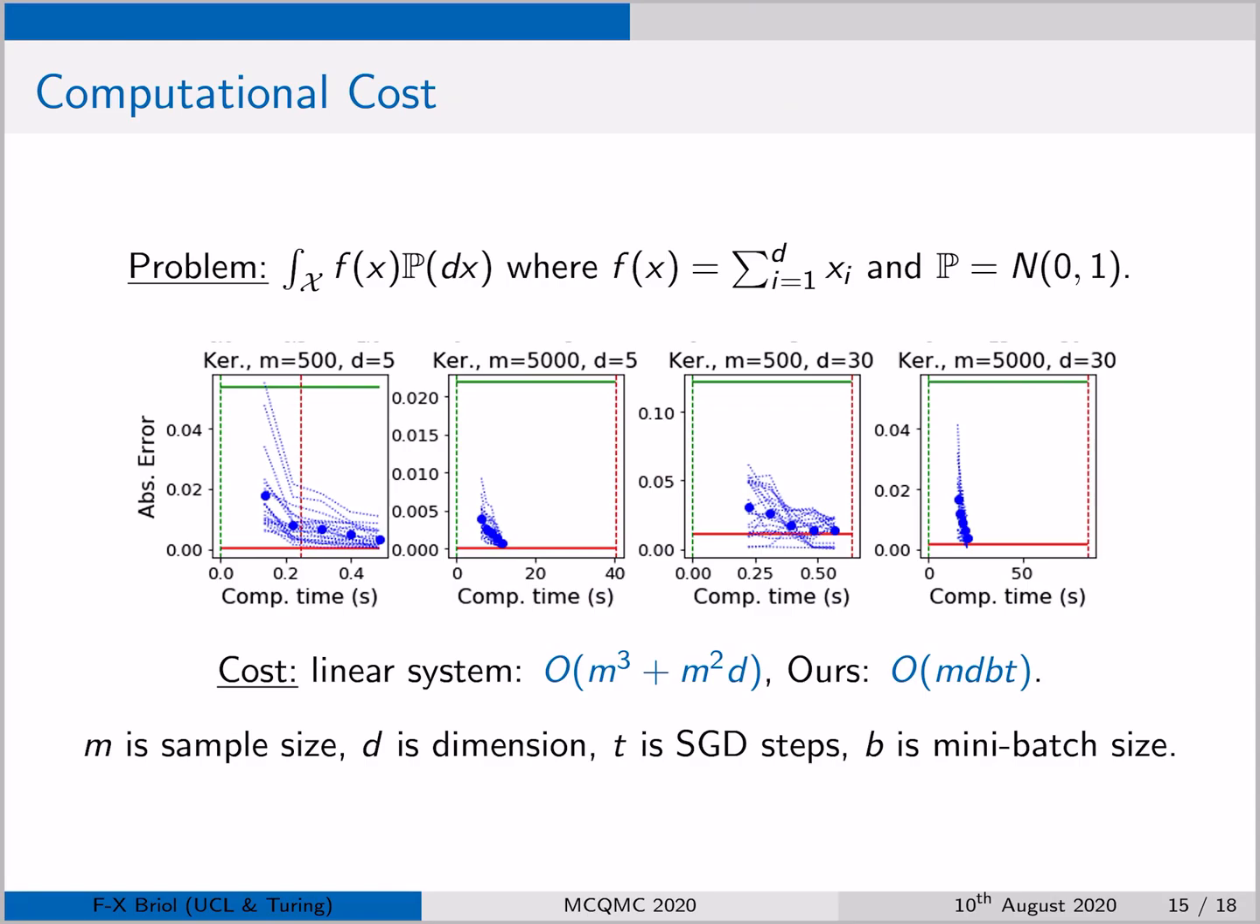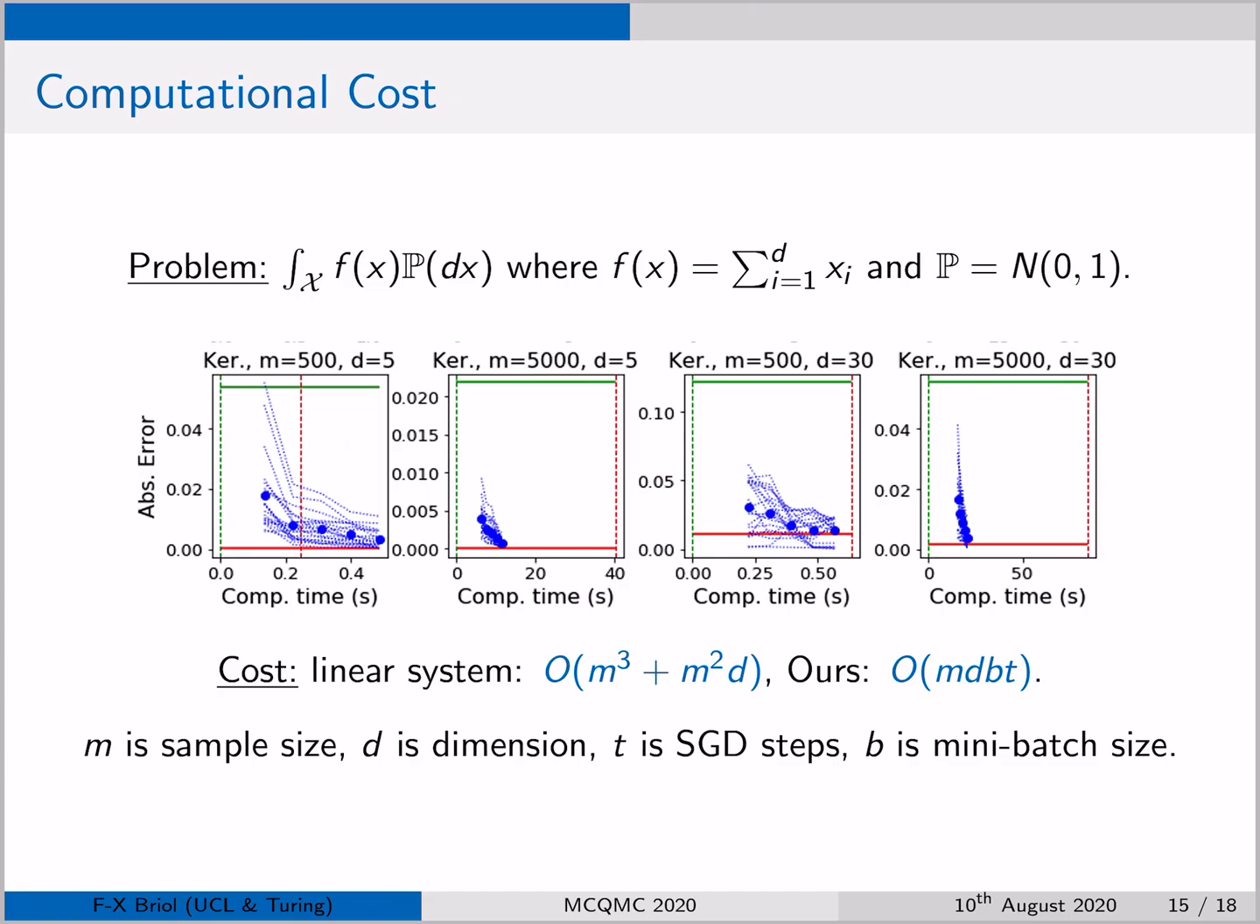First of all, the horizontal green line tells you the absolute error that you get if you use a Monte Carlo estimator, so no control variates. That's obviously not so good in this particular case, but the advantage of it is that it's really cheap. So the computational time is basically 0, which is the vertical dotted line.